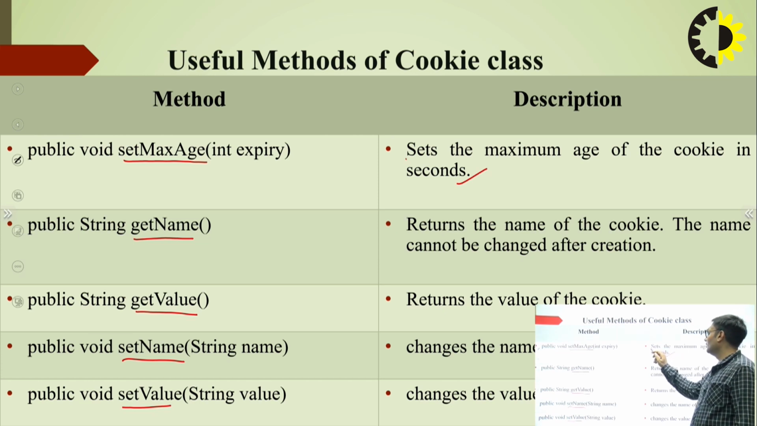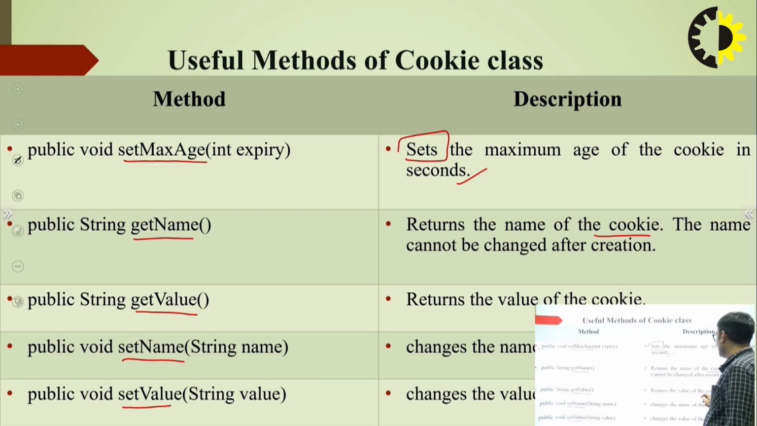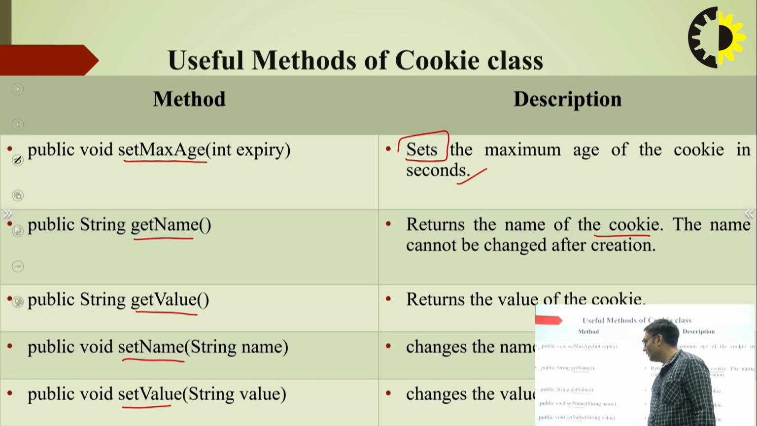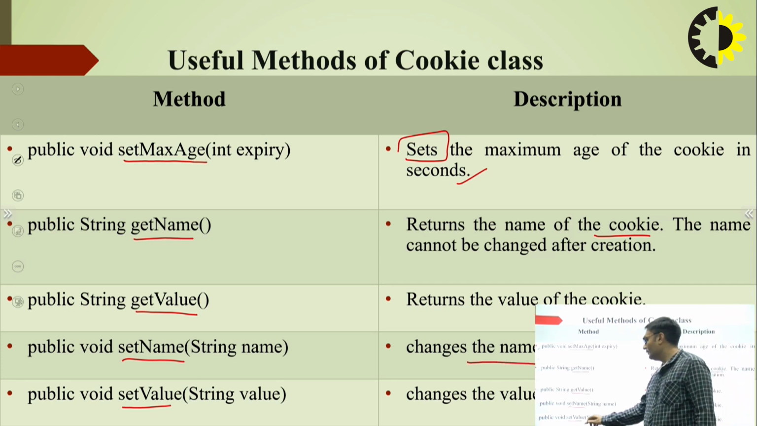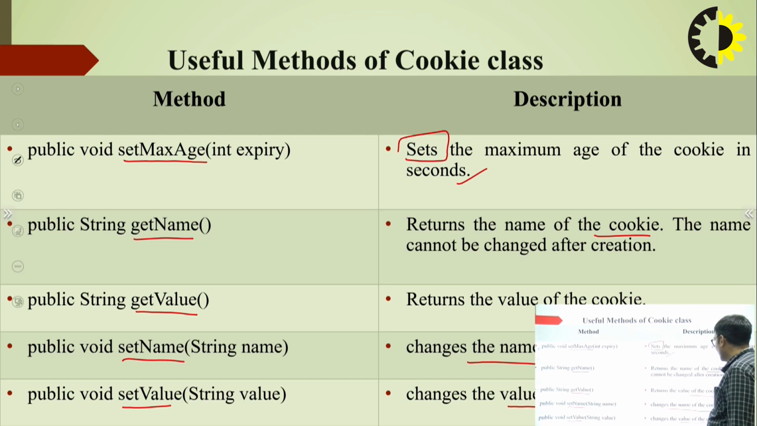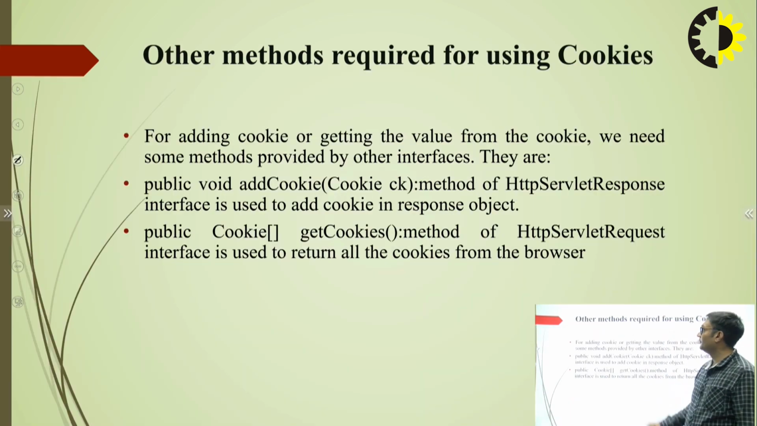So this one will set the age of the cookie in seconds. The get name method will return the name of the cookie. Get value will return the value of the cookie. Set name will change the name of the cookie, and set value will change the value of the cookie. So these are the 5 different methods that are written inside this cookie class.